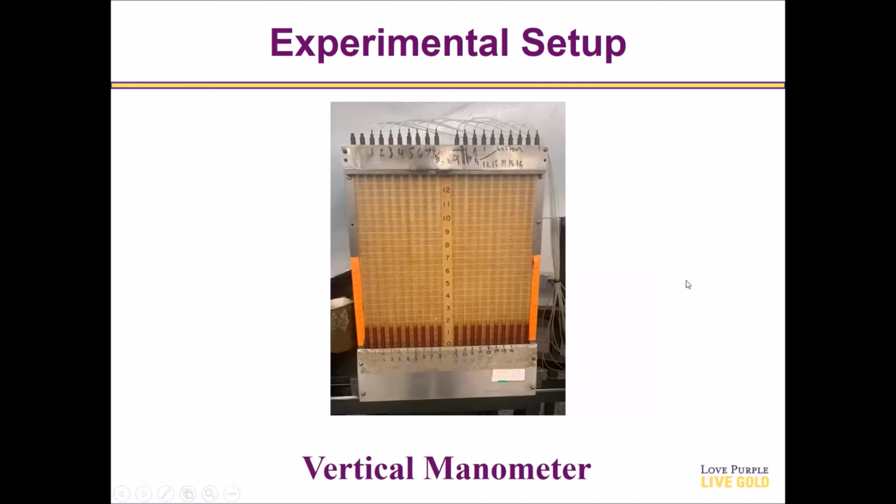Next, we have the vertical manometer. The pressure along the airfoil surfaces is measured using this vertical manometer. The first section here corresponds to the top surface of the airfoil, whereas the other section here corresponds to the bottom surface of the airfoil. The first two tubes here and the last two tubes here basically provide the required reference oil level corresponding to the ambient pressure.